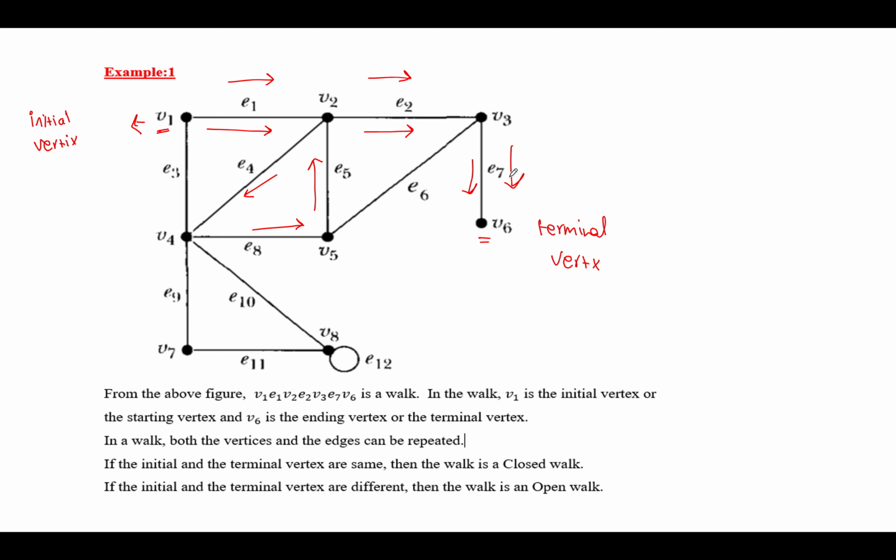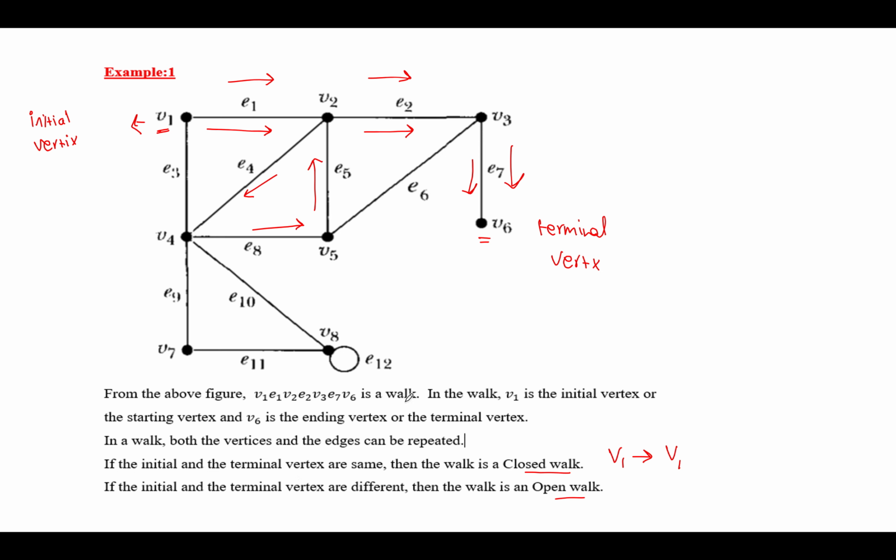All right. Now we got two terminologies here, which are the closed walk and the open walk. The closed walk is when the initial and terminal vertex are the same. So it's like going from V1 to V1. We have multiple ways to do this. An open walk is what we got here, when the initial and terminal vertex are different.